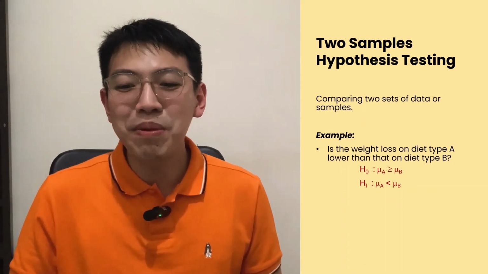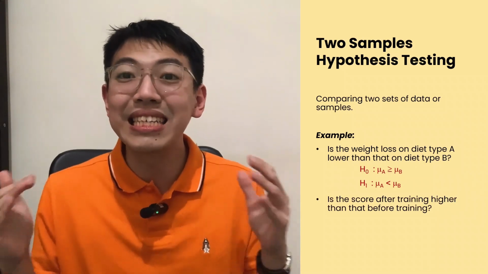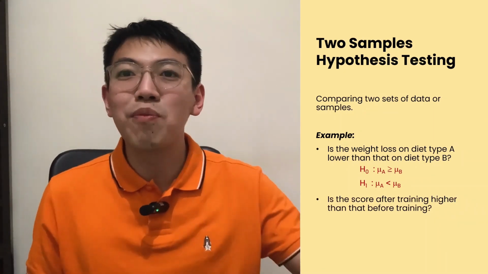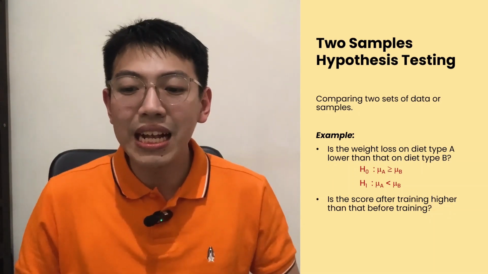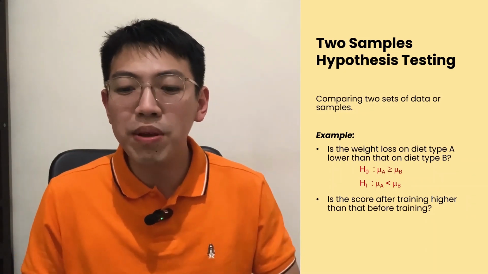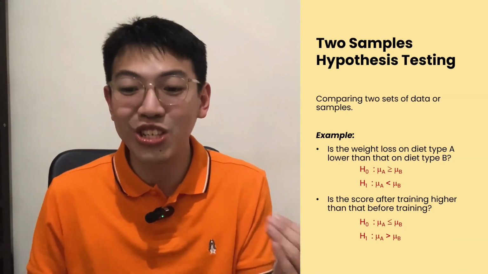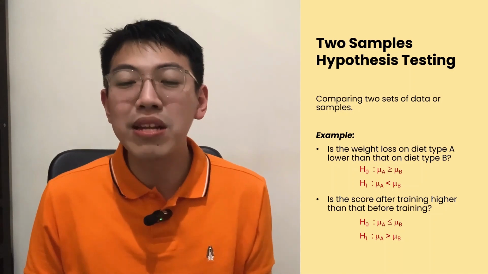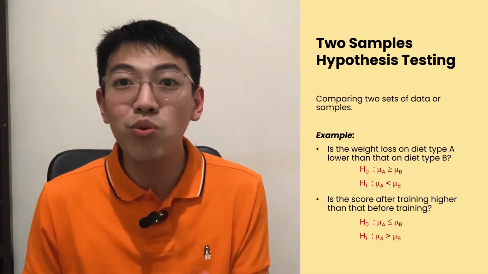The second example is, is the score after training higher than that before training? We want to compare the score before training and also after training. The keyword here is higher. Therefore, the H1 will be mu after is higher or larger than mu before. Therefore, the H0 will be mu after is less than or equal to mu before.